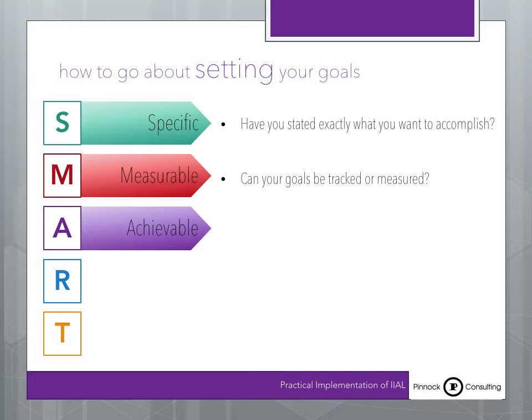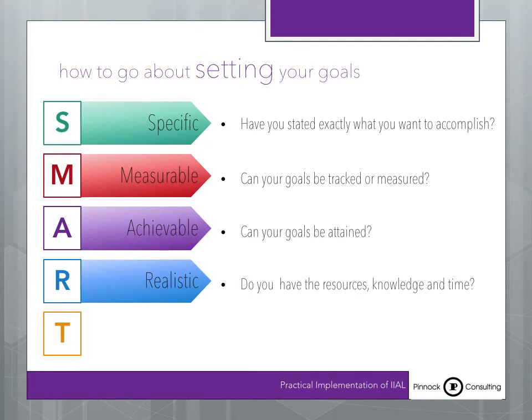The next element is achievable. And here you need to make sure that your goals are attainable, that it is possible for the learners to achieve the goals that you are setting for them. The R stands for realistic. And here you need to make sure that you have the resources, knowledge, and time to actually achieve this goal. It's a realistic goal, and it's possible for the learners to achieve it, and it's possible for you to teach the skills given your resources, your knowledge, and your time.